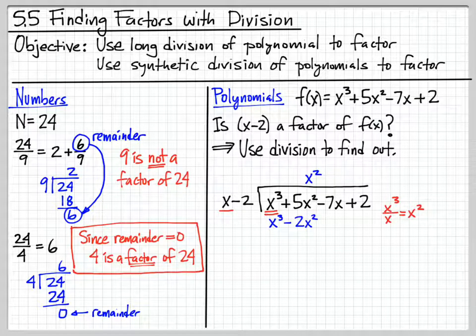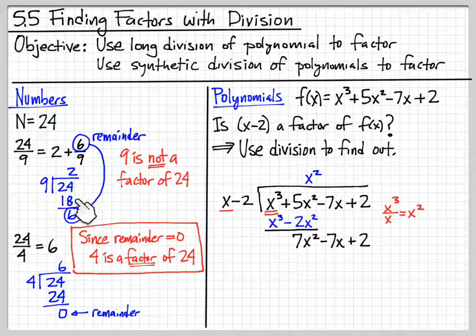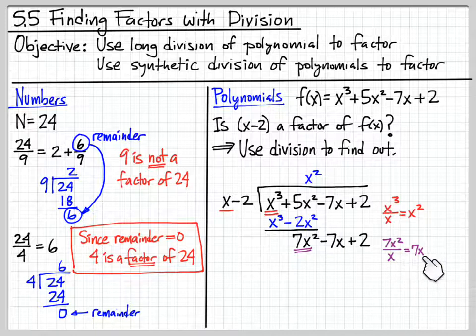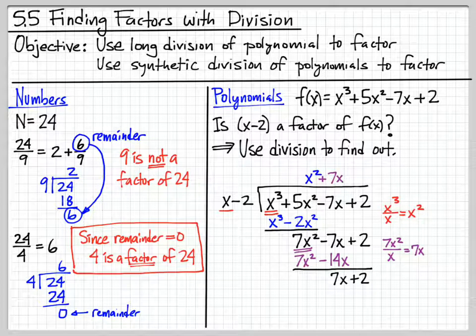So the next step after this is we subtract. Just as again we subtracted 18 from 24, we subtract this polynomial from this polynomial. Then we continue. We have our 7x squared term right here. We divide it by x again to see how many times it goes into that, and it goes into it 7x times, so we write that up there. We then multiply the 7x times x minus 2 and put it down here, and then we subtract.